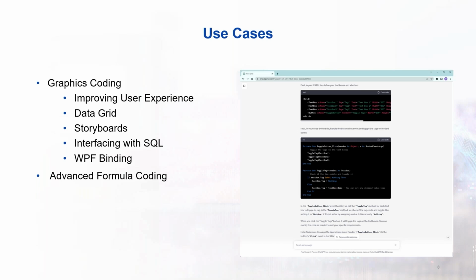Storyboards are the animation that I mentioned. Really, a storyboard is actually a collection of animations. If you say, I want to move this thing while I'm changing its opacity, while I'm changing its size, well, you can put all three animations together in a storyboard, and the storyboard carries that out. I learned that in my interactions with ChatGPT. I didn't know that was a thing.